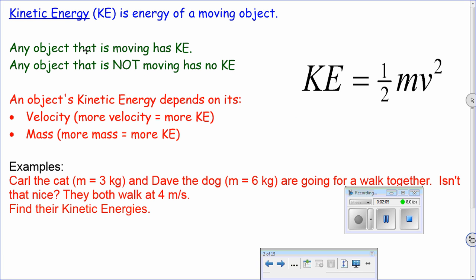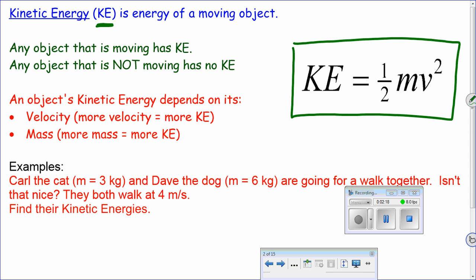We're going to use the symbol KE for kinetic energy. The equation to calculate kinetic energy is this: half of the mass times the velocity squared. Notice that any object that's moving is going to have both mass and velocity, and therefore it will have kinetic energy. If the object is not moving, then your velocity would be 0, which would make your kinetic energy 0.